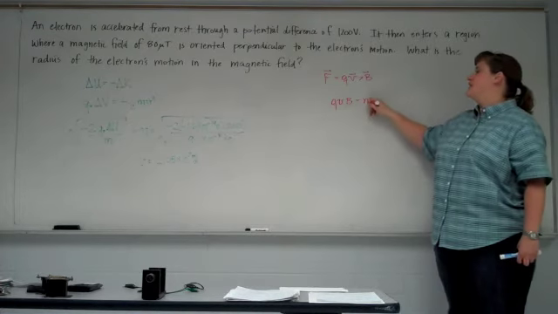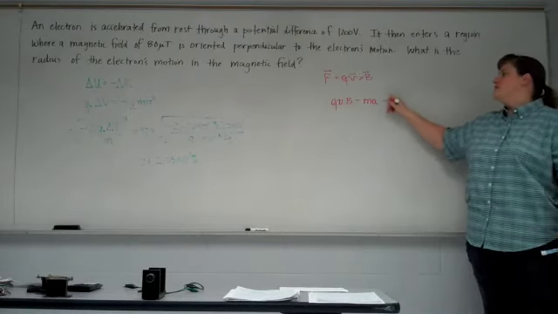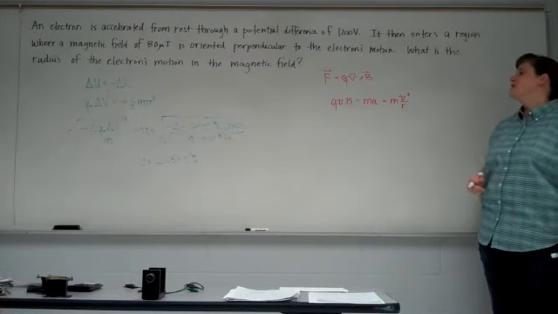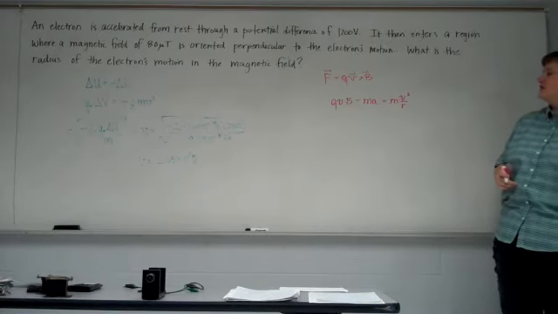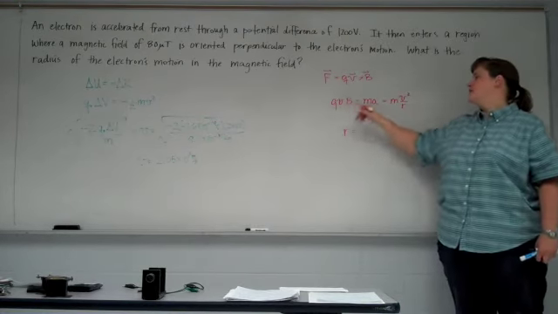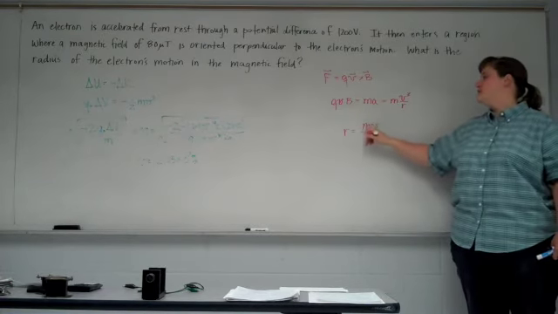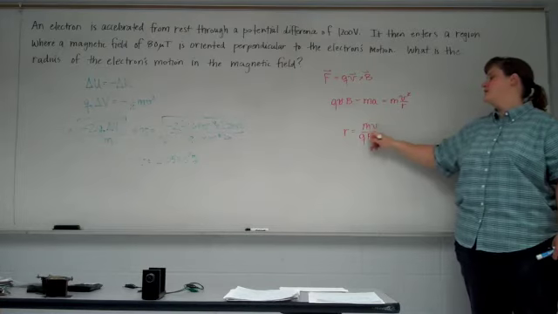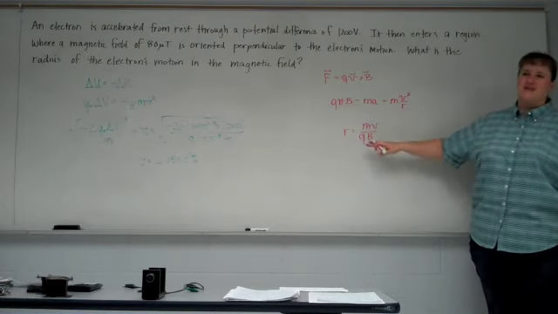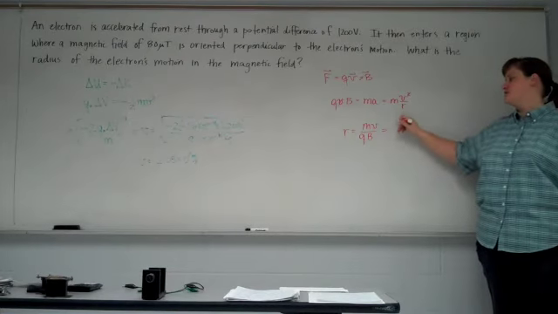According to Newton's second law, that has to equal ma. But the acceleration is a centripetal acceleration, so v squared over r for a. So if we solve for r here, one of the v's cancels. That leaves us with mv in the numerator, and we bring the q and the B down. Now in this equation, we're talking magnitudes only, so you don't need to put negative signs on your charge.